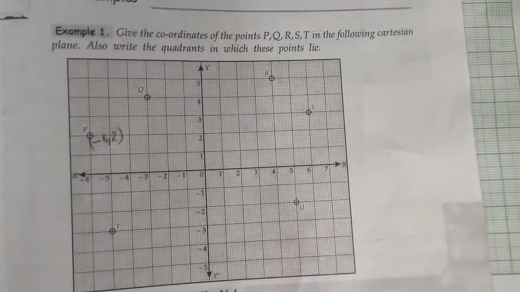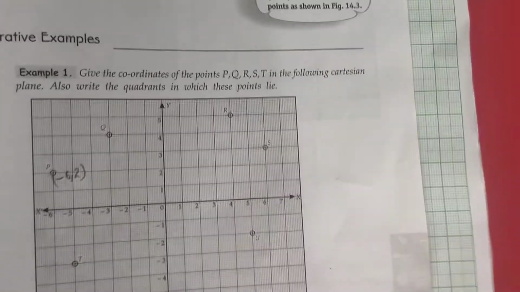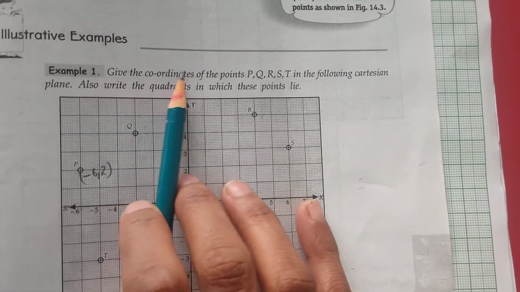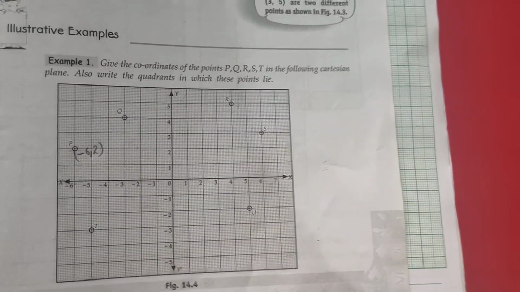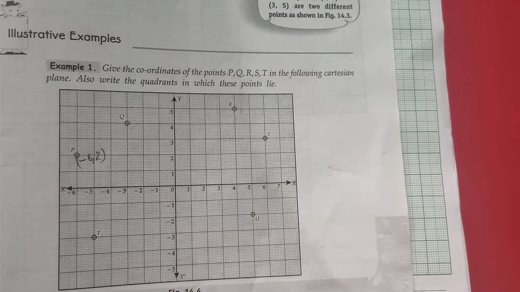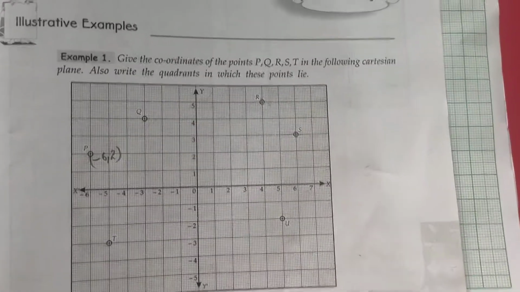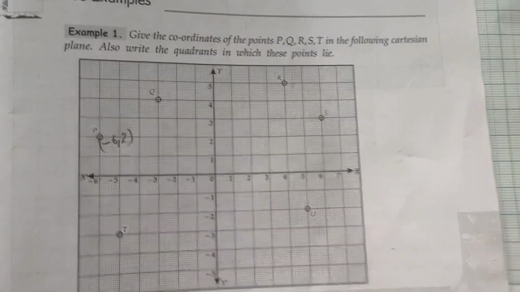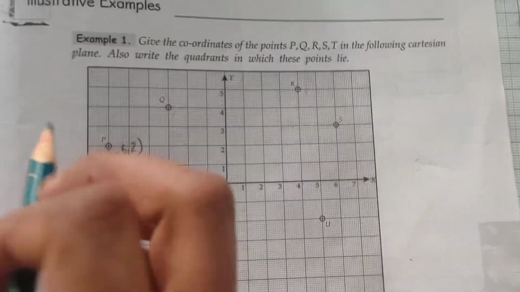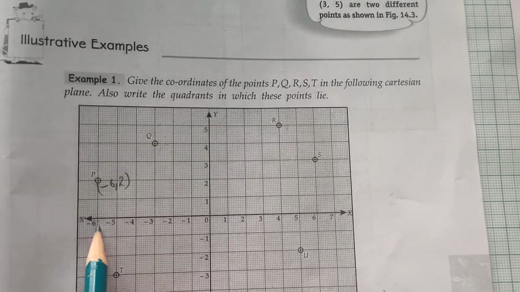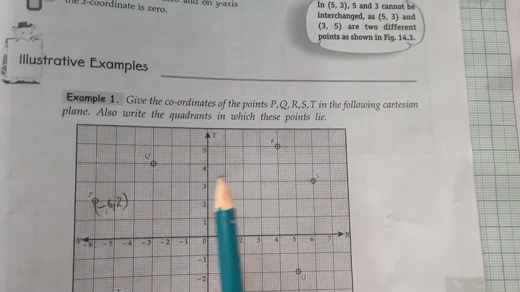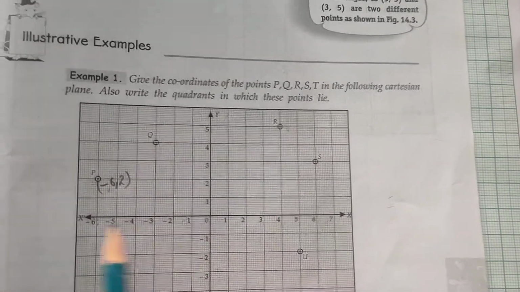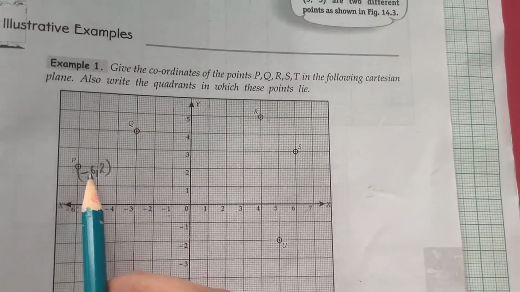Okay, let's start with our example part. Some coordinates are given. Write the coordinates of the points P, Q, R, S, T in the following Cartesian plane. You have to write in which quadrant they are present and also name their ordinates. Let's start with our point P. We know that firstly we write the value of x, then y. For point P, x is minus 6 and y is 2. You all know that this side is positive and this side is negative. So point P is (minus 6, 2).